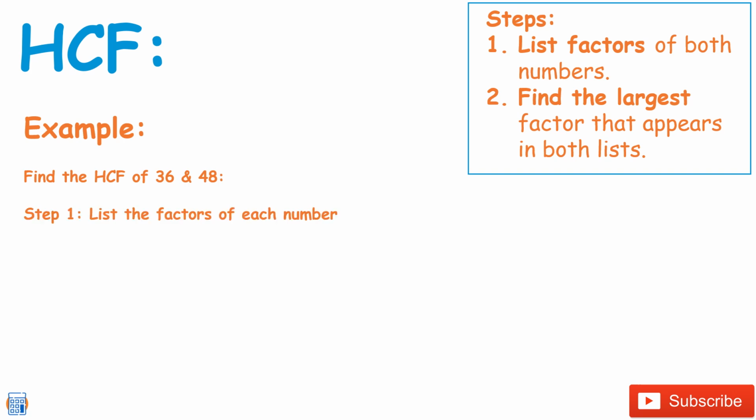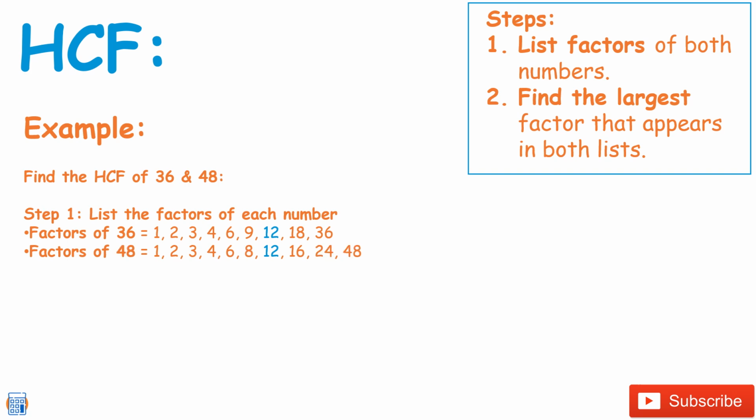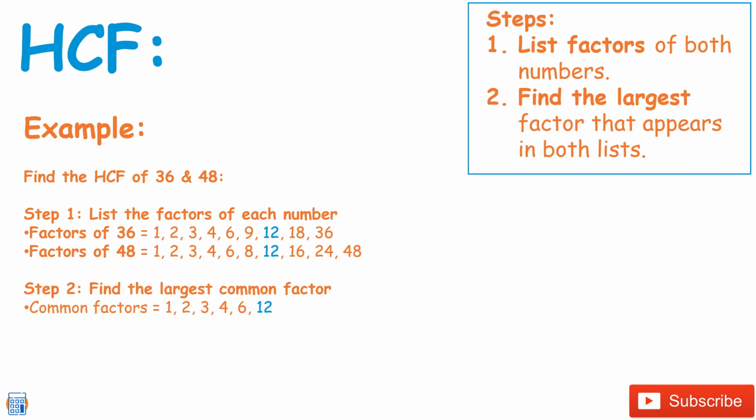Step 1, list the factors of each number. The factors of 36 are 1, 2, 3, 4, 6, 9, 12, 18, 36. Similar to before, if you're confused about how we got these numbers, please follow a previous video. Factors of 48: 1, 2, 3, 4, 6, 8, 12, 16, 24, 48. And as you can see, the largest match there is 12. Find the largest common factor. The common factor is 12.